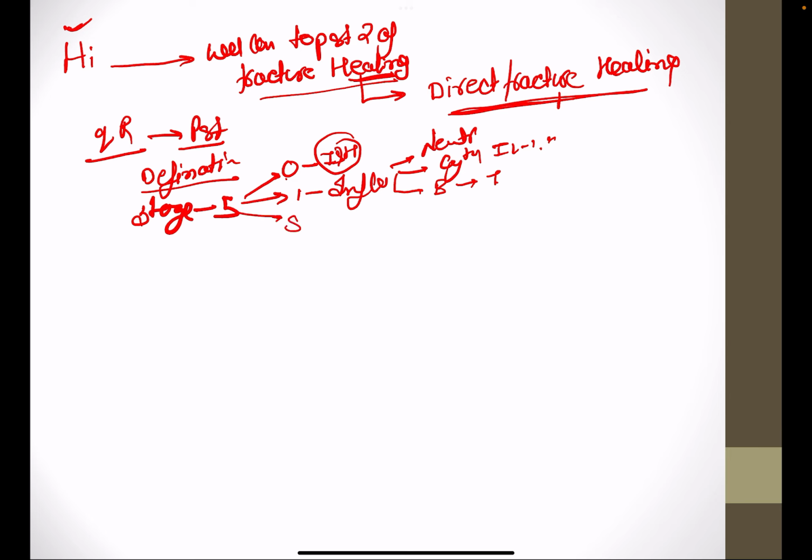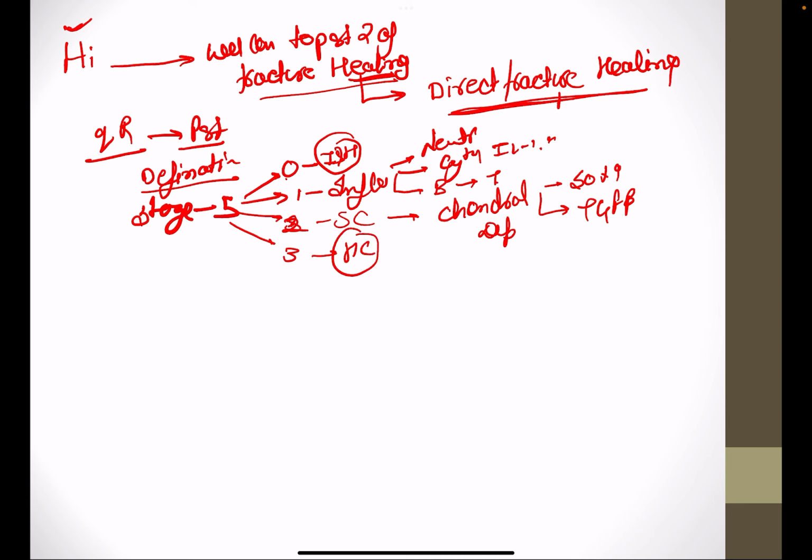Then the stage of soft callus, which is stage 2. In this stage, soft callus chondral deposition happens. Two genes to remember, one is SOX9 and one is TGF beta. The third stage is the stage of hard callus where bone ossifies. The fourth stage is the stage of remodeling. Here the cell was osteoblast and here the cell was osteoclast.